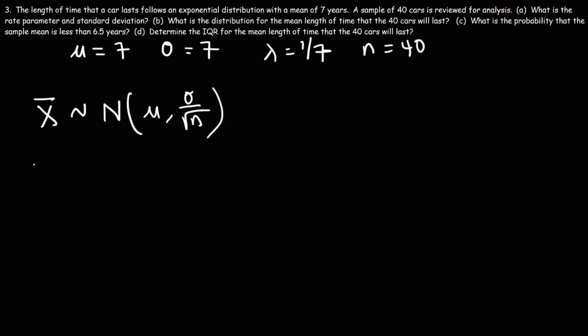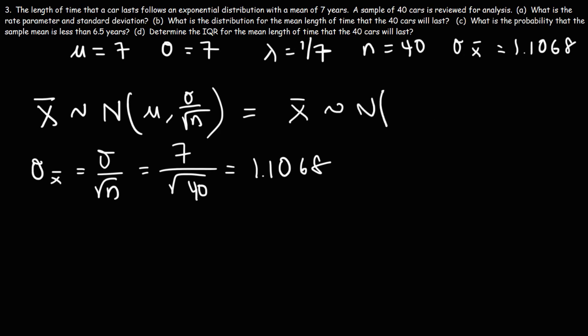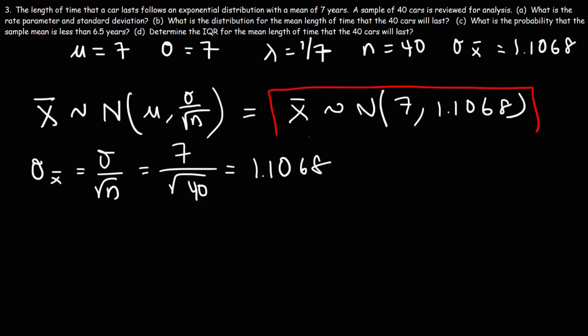Now let's calculate the standard error. The standard deviation is 7 and n is 40. So 7 divided by the square root of 40, that's going to give us a standard error of 1.1068. I'm going to write that here. So we can write our distribution as follows. So we have a mean of 7 and a standard error of 1.1068. So this right here is the answer to part B.